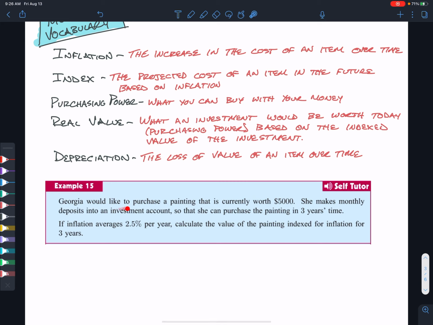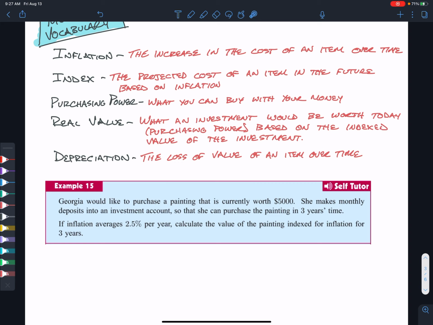Okay, so Georgia is going to purchase a painting that is currently worth $5,000. She makes monthly deposits into an investment account so she can purchase it in 3 years' time. She's predicting that the inflation is going to be 2.5% per year. That means the cost of this thing is going to go up. So she wants to know what is the value of the painting when you consider the cost of inflation. What we're trying to say is, what is this thing going to be worth in the future based on this inflation, or how much will this thing cost?